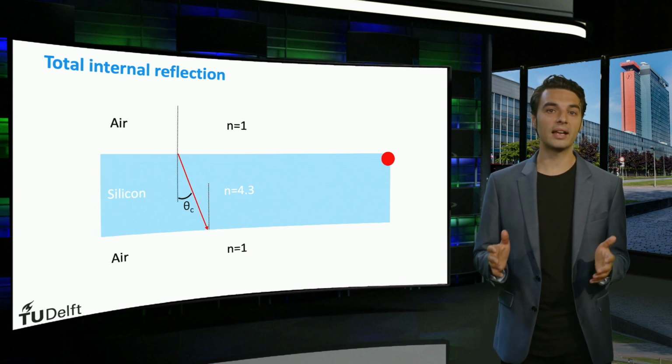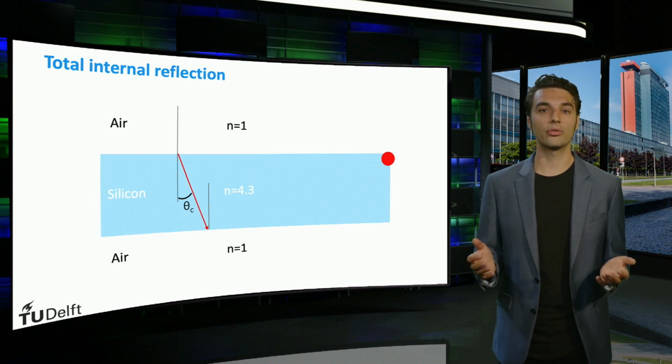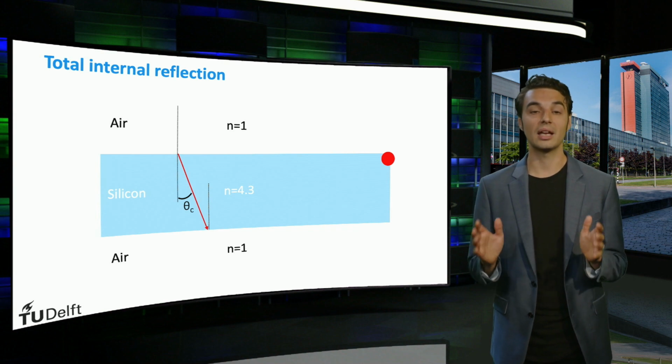Consequently, the path length of the light beam through the silicon is much larger. Total internal reflection can therefore be used to greatly enhance the absorption path length of light in the absorber layer.